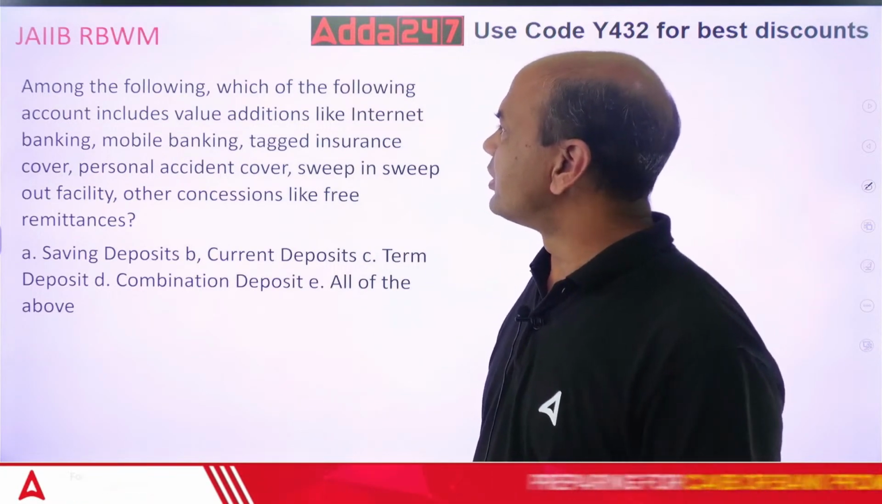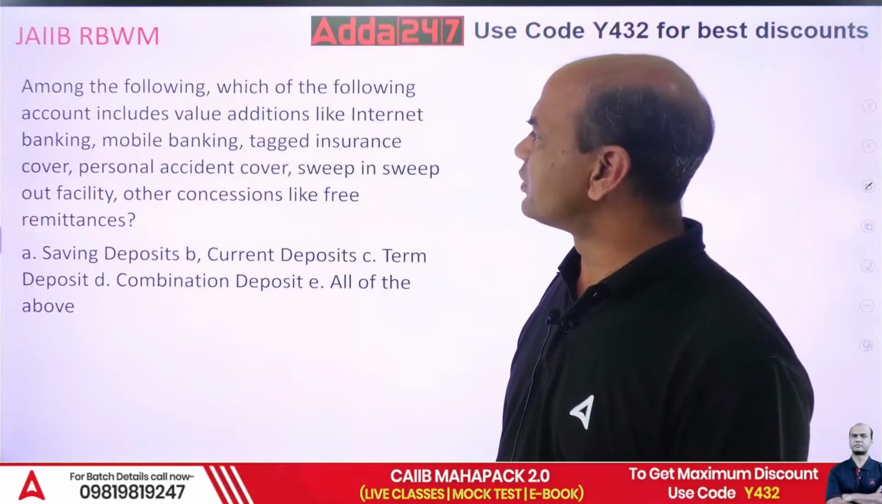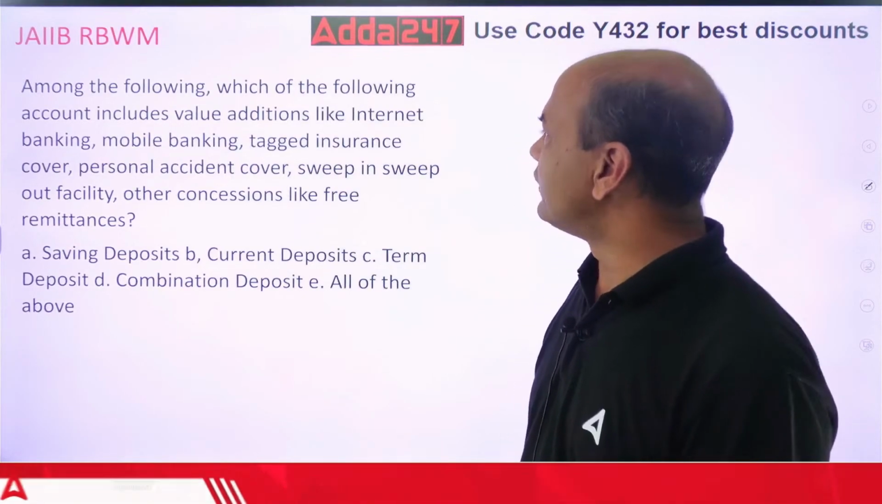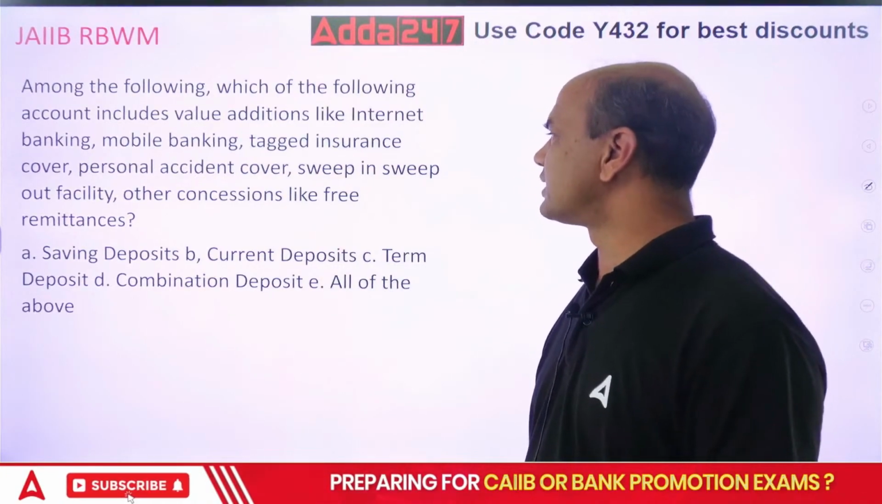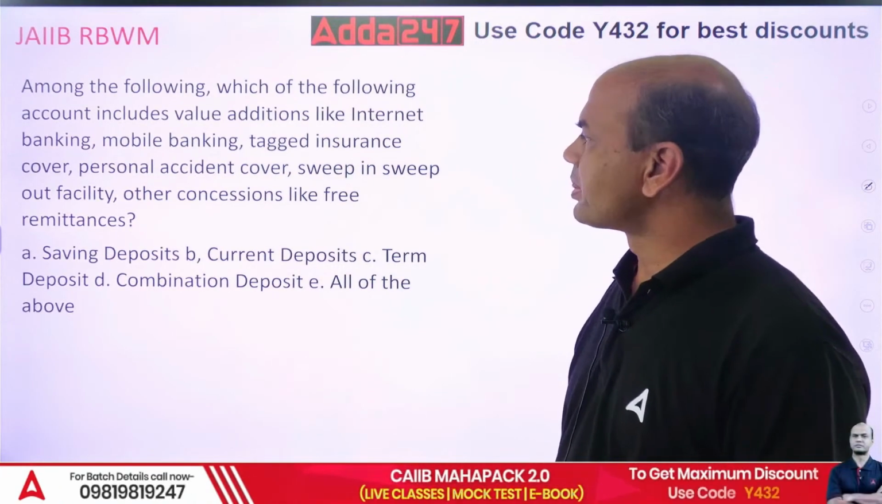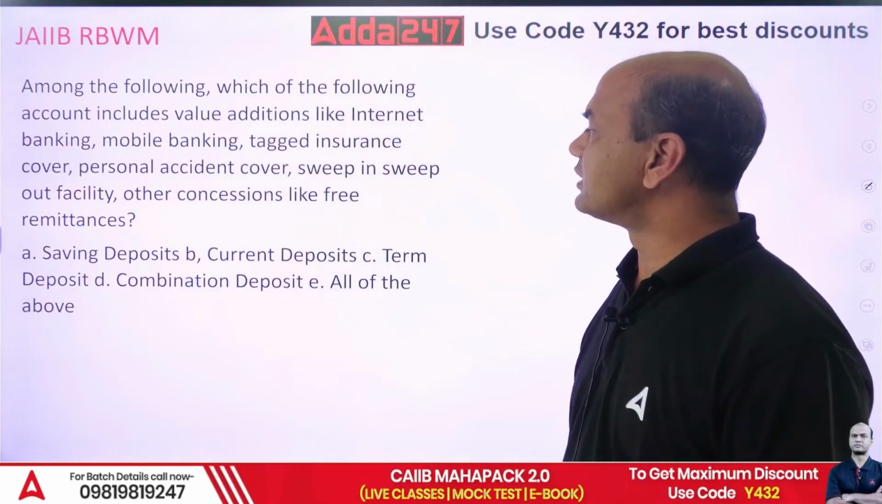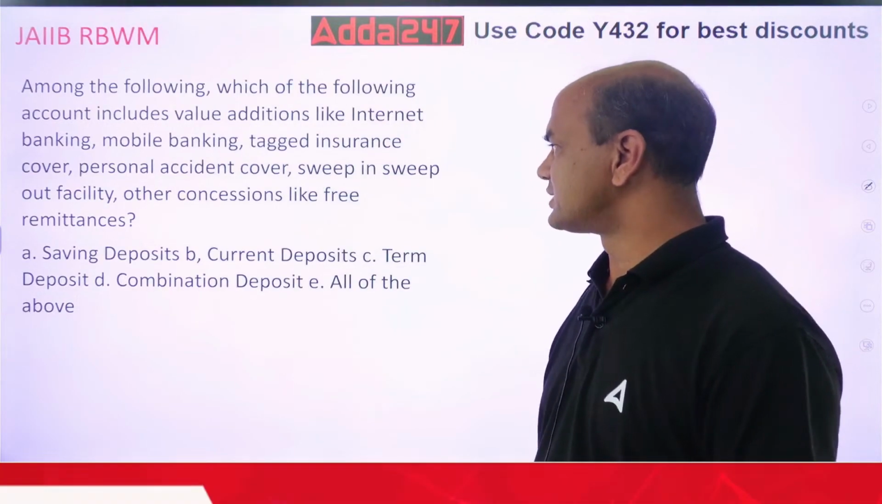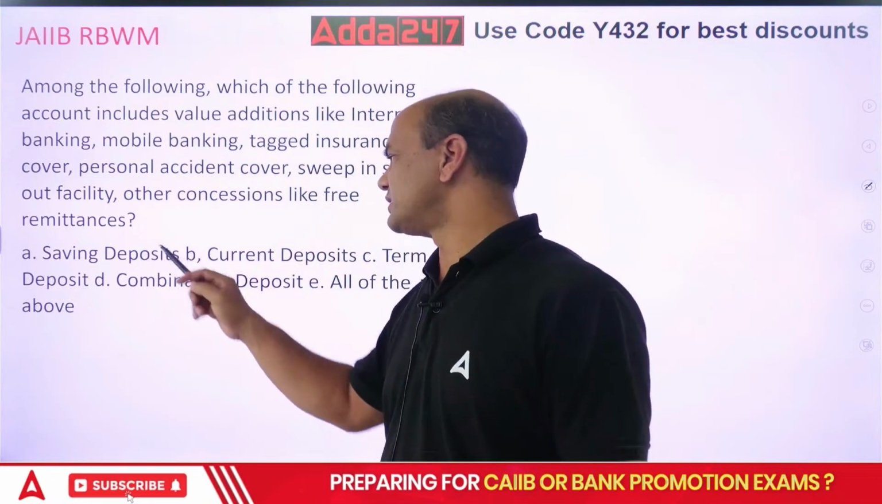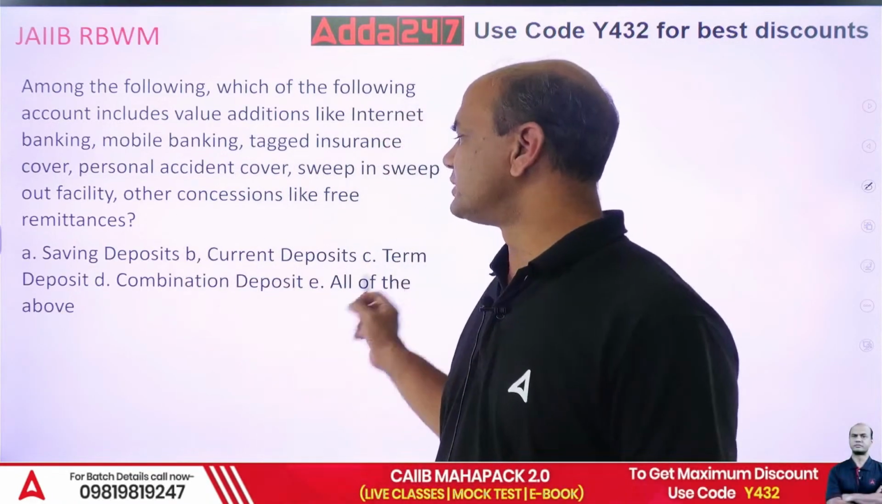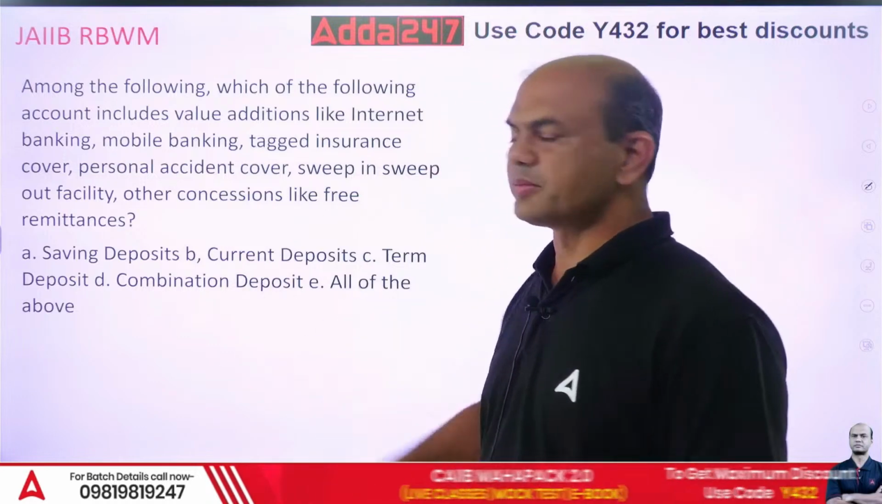Among the following, which account includes value additions like internet banking, mobile banking, tagged insurance, personal accident cover, sweep-in, sweep-out facility, other concessions like free remittances? So, which account will include all these parts? Savings, current, term deposit, combination deposit, all of the above.